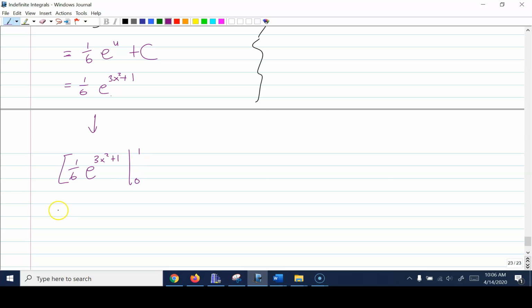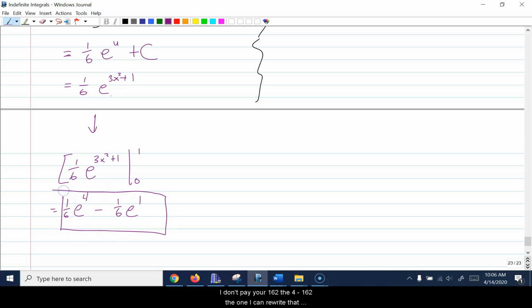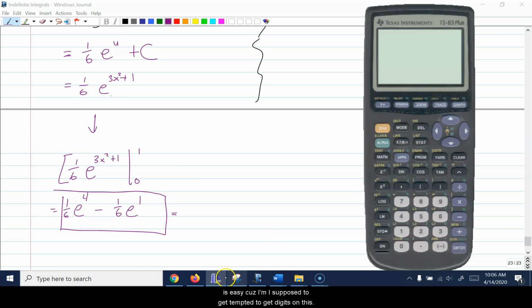to 1. Plug in 1, I get e to the 3 times 1 squared minus 1, which is 2. Plug in 0, I get e to the 3 times 0 minus 1, which is negative 1. Hey, here's our answer. 1/6 e to the 2 minus 1/6 e to the negative 1. That's not much simplification. You will be tempted to get digits on this. I guess I can type it in and get digits on this.